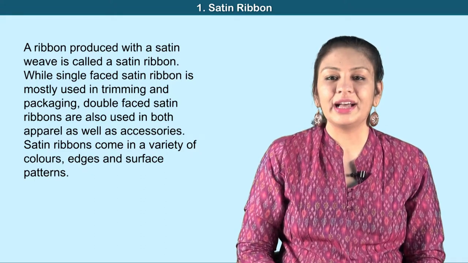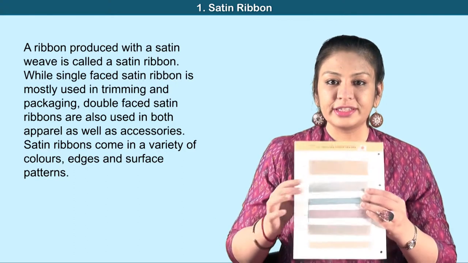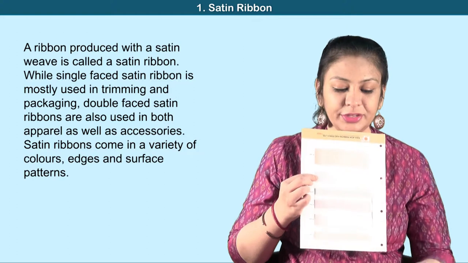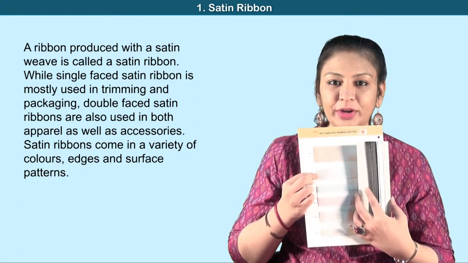Satin ribbons come in a variety of colors, designs, edges, and surface patterns. For instance, this is a plain edge. The double face satin that I showed you has a spotted edge.